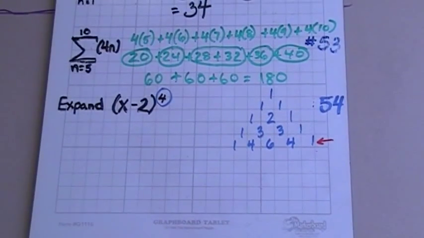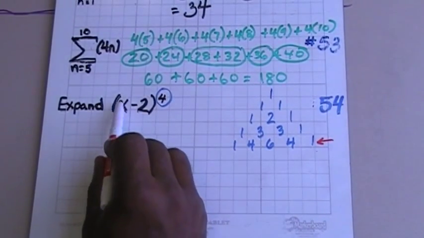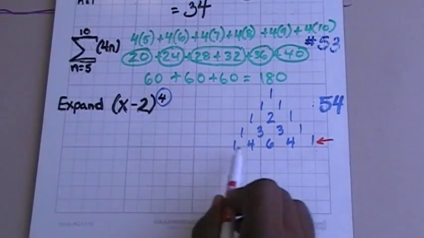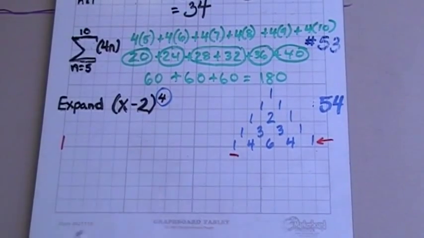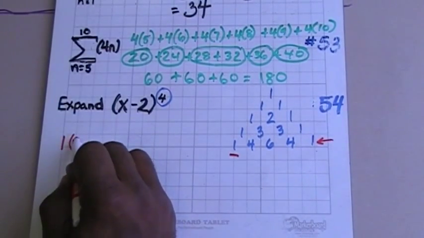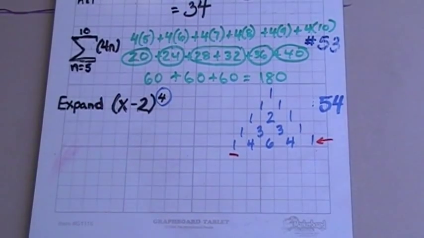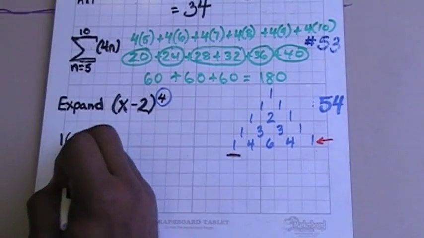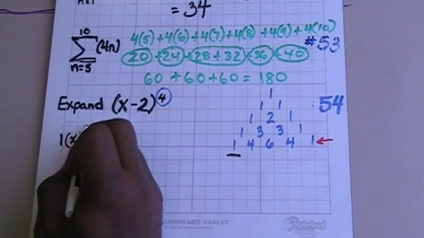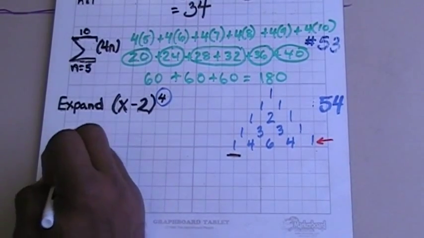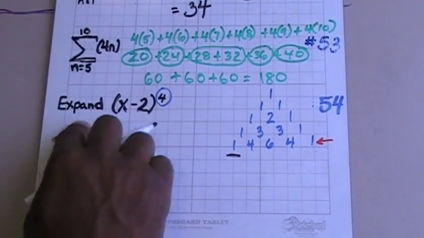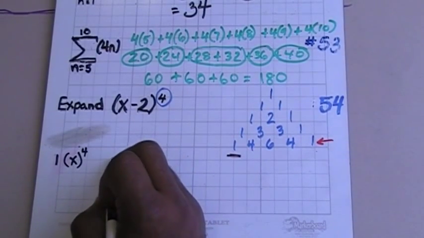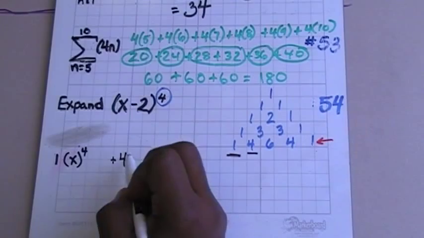My first term in this expansion is x. Our second term is -2. So we're going to use these numbers. We're going to go 1, using the 1, using the x. Let's use a different color. 1 again from here. x to the degree. Starting degree is 4. x to the 4th. Then we're going to go 4. Just going to put a plus 4x.